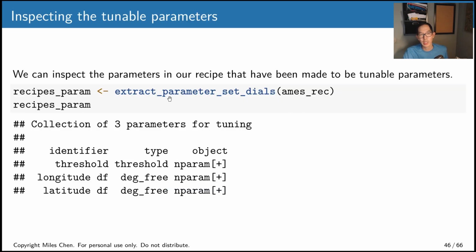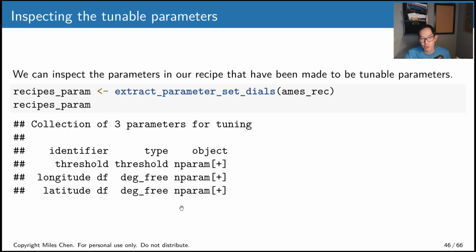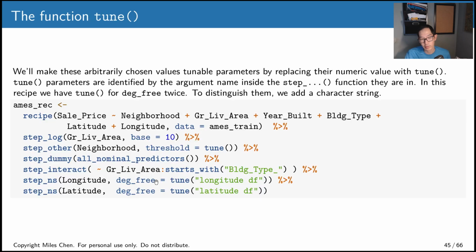And so here we can say, hey, look at that recipe that we created, this Ames recipe, and look for basically this function tune, okay, and extract out the different dials. So extract out the parameter set dials here, okay? And it says, all right, you have one, we call it the threshold, and then we have degrees of freedom things, right? Because here the parameter we're tuning is degrees of freedom.